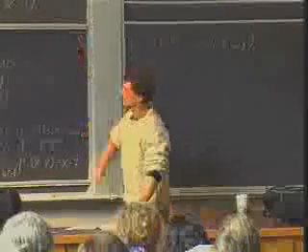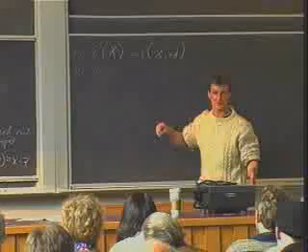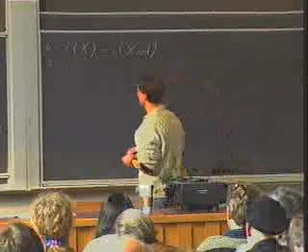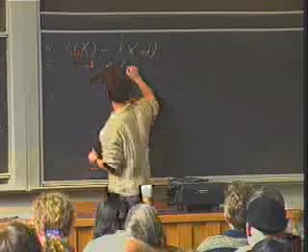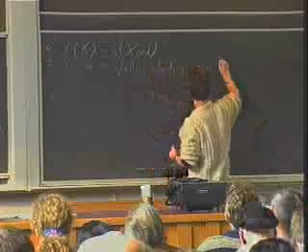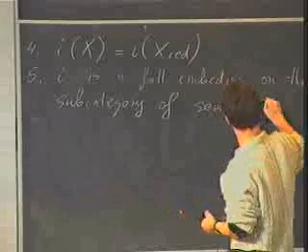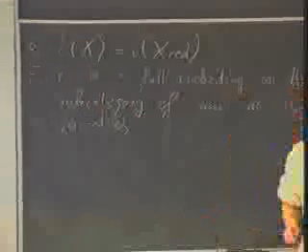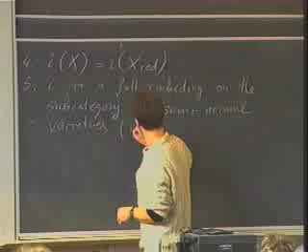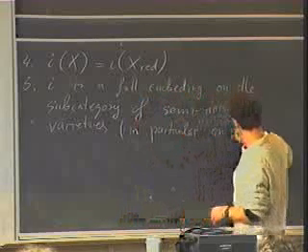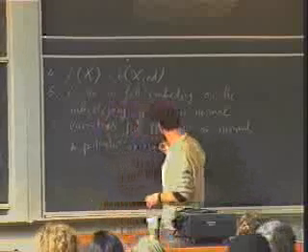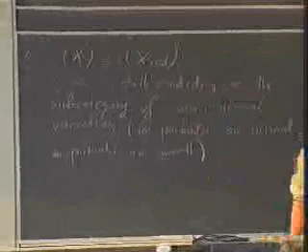Fifth thing is that, so one can ask how much. So we already see that I is not a full embedding. It does destroy some information, so one can ask how much information does it destroy. So the partial answer is that I is a full embedding on the subcategory of semi-normal, let me call them varieties still. So semi-normal, I'm not going to explain what it means, but it includes in particular normal, and again in particular smooth. So on smooth varieties, it's a full embedding.